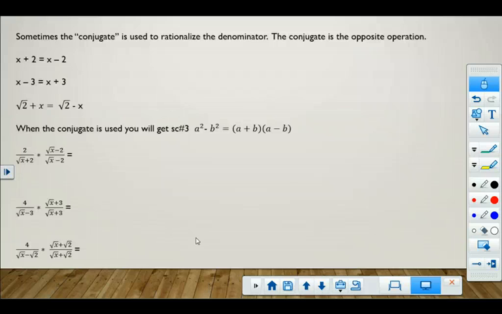Conjugal, conjugate, opposite sign, opposite inverse, opposite operation. So the conjugate of x plus 2 is x minus 2. The conjugate of x minus 3 is x plus 3. The conjugate of the square root of 2 plus x is square root of 2 minus x. The conjugate will give you shortcut number 3.